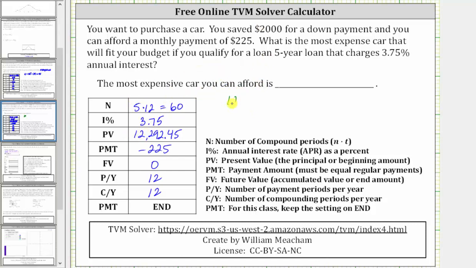to loan you of $12,292.45 and add the down payment of $2,000, which gives us a total of $14,292.45. So this is the most expensive car you can afford under these conditions.